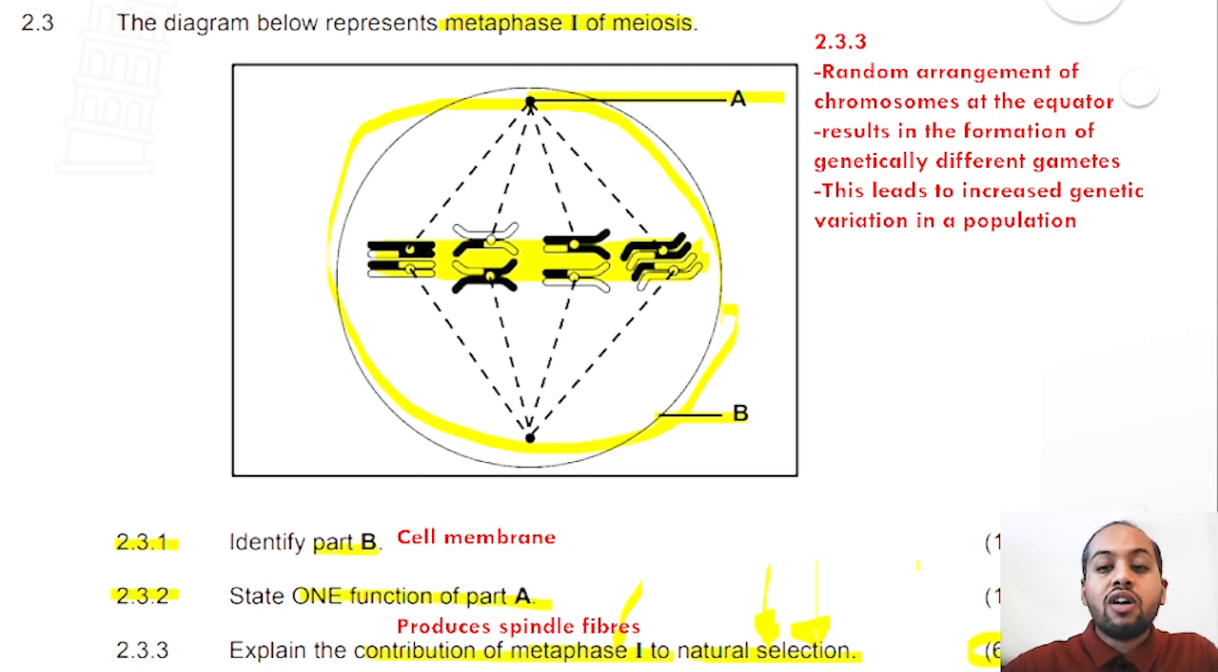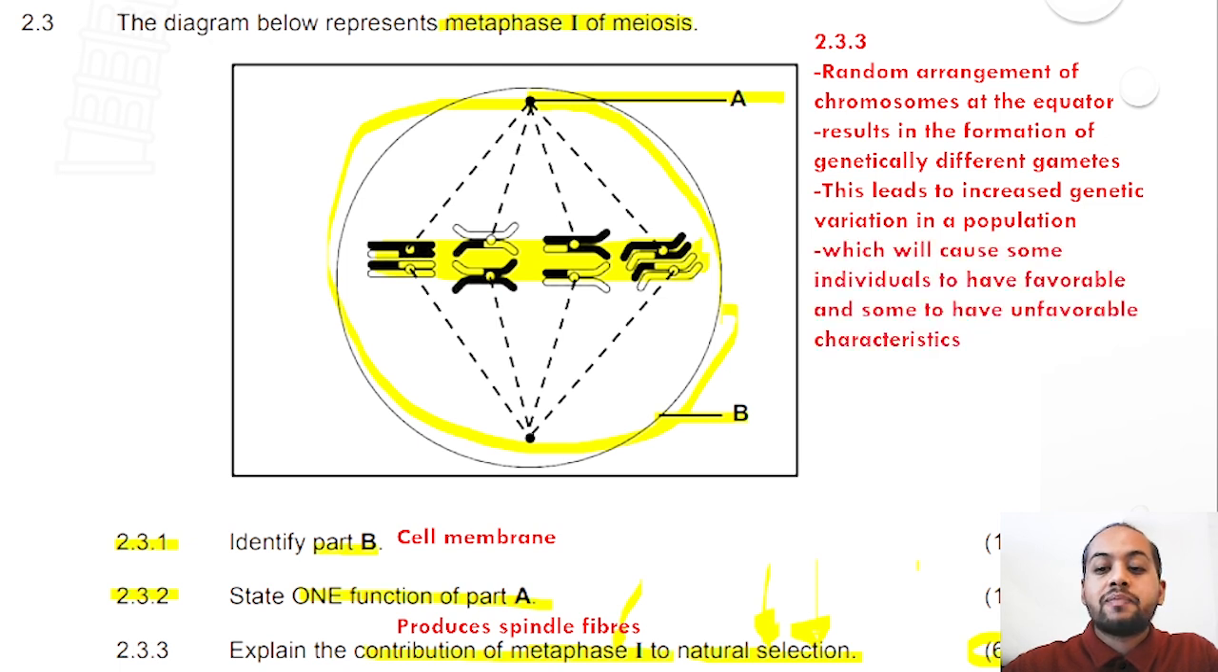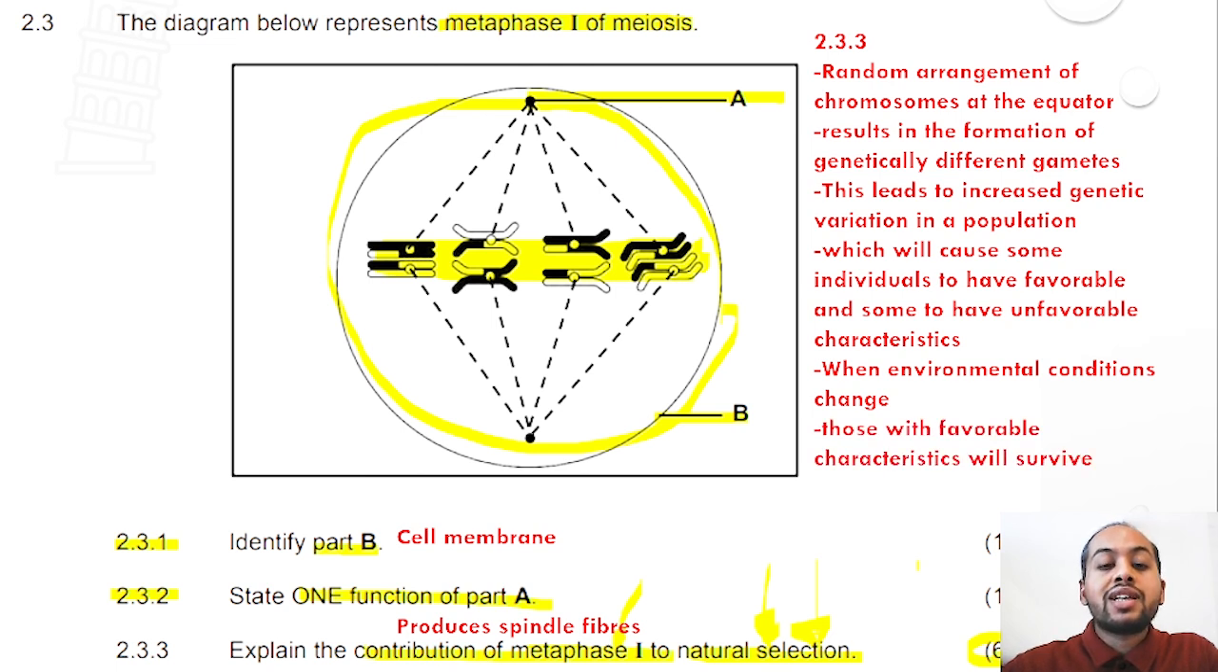Therefore, we simply go on now with natural selection. This will cause some individuals to have favorable characteristics and some will have unfavorable characteristics. When the environment changes or if there's competition, then those with the favorable characteristics will survive. Those with unfavorable characteristics will die out. And that is how you get 6 marks for 2.3.3.